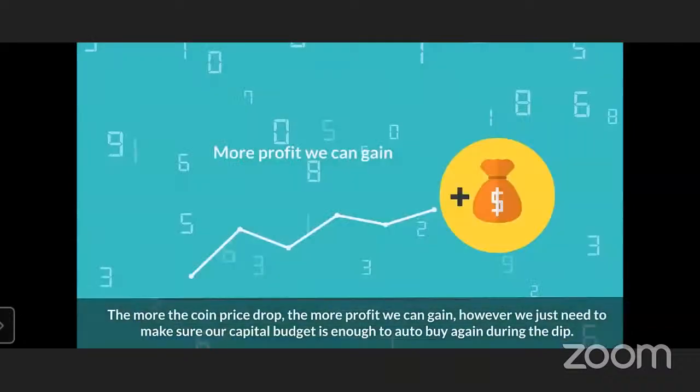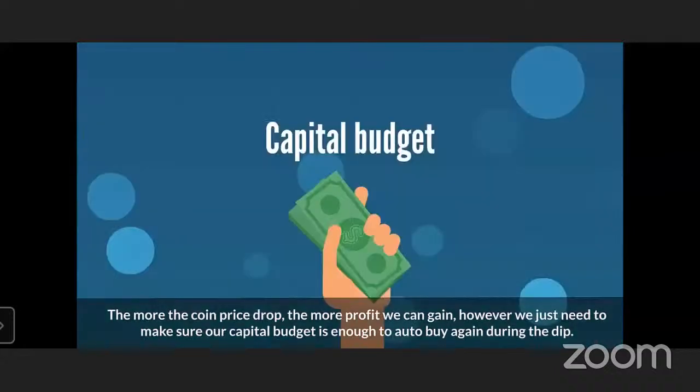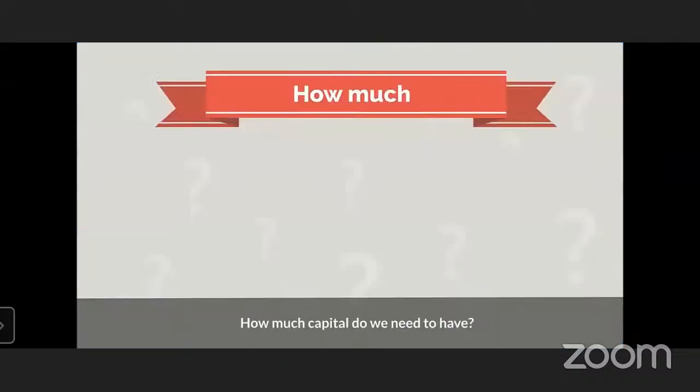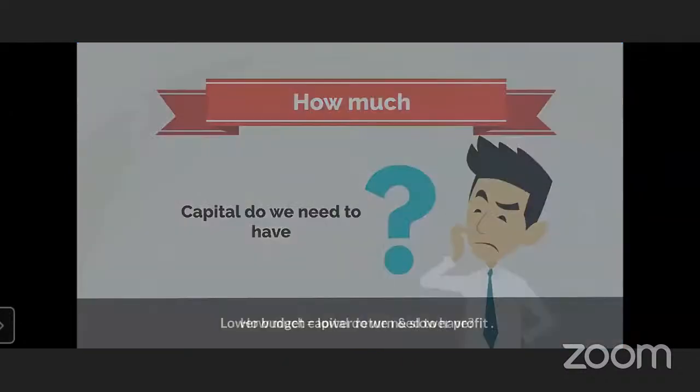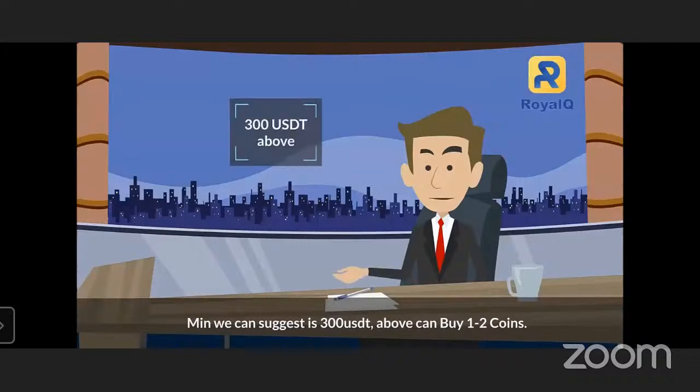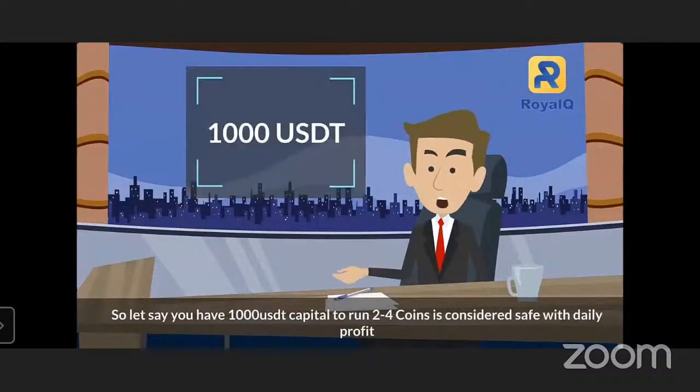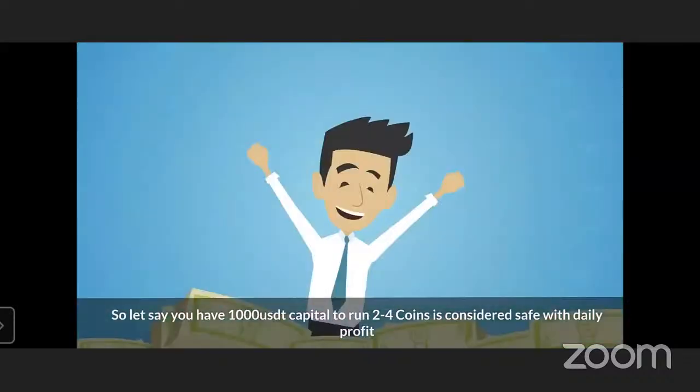How much capital do we need to have? Lower budget equals lower return and slower profit. The minimum we suggest is 300 USD, which can buy 1 to 2 coins. So let's say you have 1000 USD capital, running 2 to 4 coins is considered safe with daily profit.